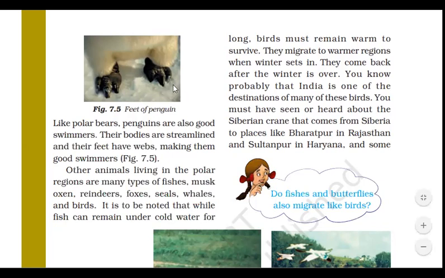Now, there are other animals also, like musk oxen, reindeer, foxes, seals, whales. All of them have a thick layer of fat. Yes or no? Right, everyone? So if you talk about the general characteristic of animals or birds, yes, a llama, which lives in cold areas, they should have either fur or a thick layer of fat underneath their skin, which can keep them warm. Right, everyone? That is the condition.